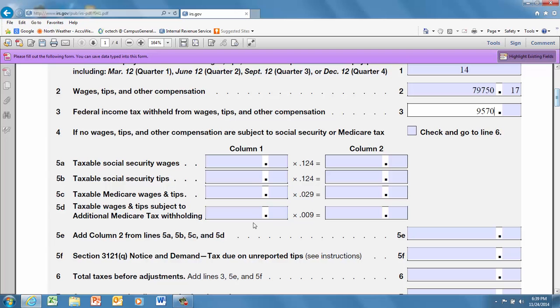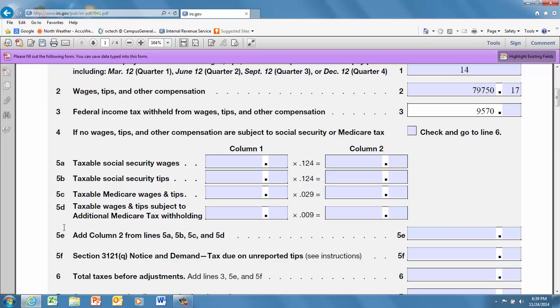Now when we go down to question 4. It says, if no wages, tips, or other compensation are subject to Social Security or Medicare tax, then you could just check this and go on down to question 6. However, we do have stuff that's subject to Social Security and Medicare, and most companies do, and so we will leave that blank and go on to 5.